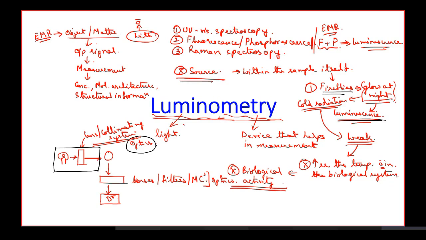So in luminometry, basically, we will be dealing with the sample and then the optics to have some filtering and all this, and then we will have the detector. All the detectors we discussed in the case of fluorescence and phosphorescence will also hold good over here. Like we discussed about PMT, we discussed about imaging based sensors.